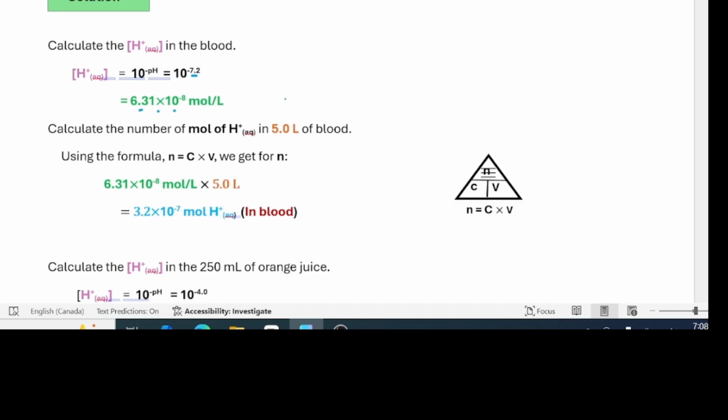But concentration is not the same as amount. We have to change concentrations to the amount in moles. And we use this equation, that n is equal to C times V. We know what C is, and we know what V is. That's the volume of the blood. So using that formula, we get that the number of moles of hydrogen ions in the blood is equal to that value there times 5 liters. So that is the amount of hydrogen ions that are found in 5 liters of blood.